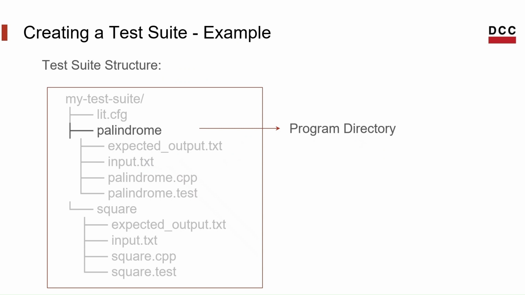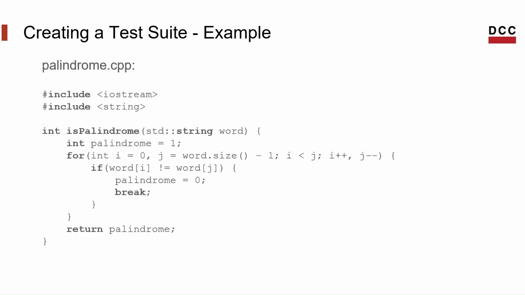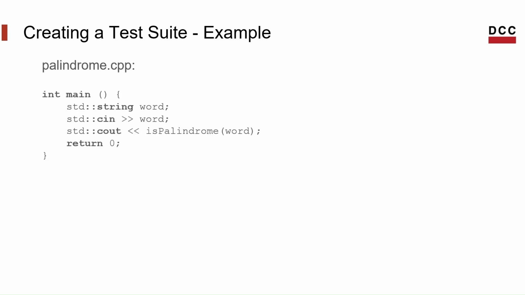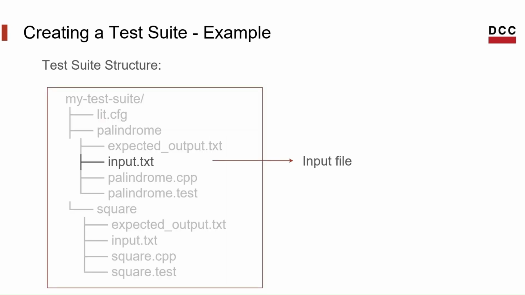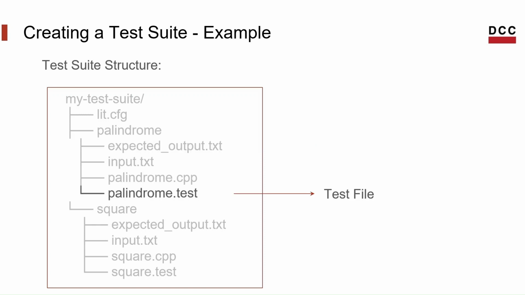And inside of my test suite directory, we have some program directories. The first one is palindrome. And inside of it, we have palindrome.cpp, which is a program source file. This program is pretty simple: it verifies if a word is a palindrome or not. It reads a word from the standard input, and the output is 1 or 0, informing if the word is a palindrome or not. And we have an input file, where I'm passing the word reviver, and the expected output. The expected output is just 1, because reviver is a palindrome. And inside of it, we have palindrome.test. It's the shell script to test if the program is correct or not.